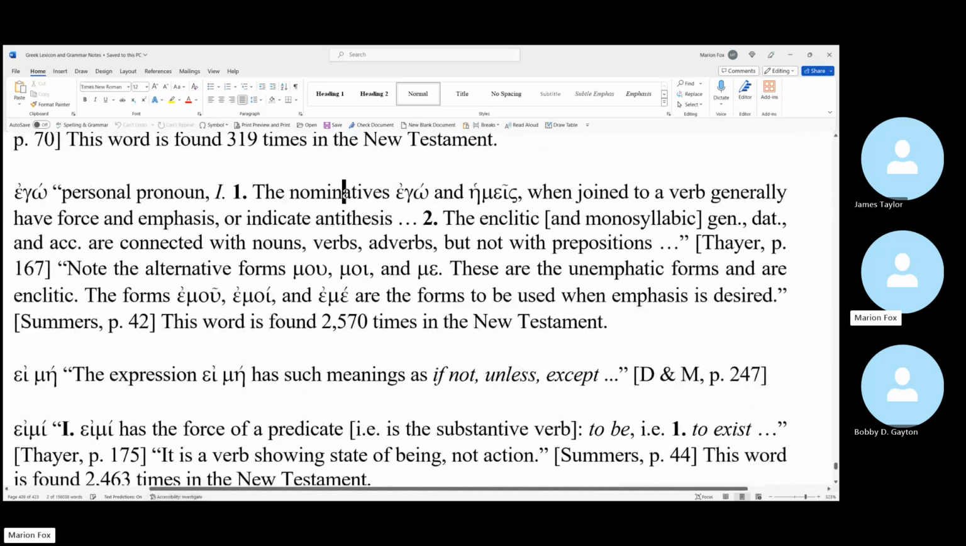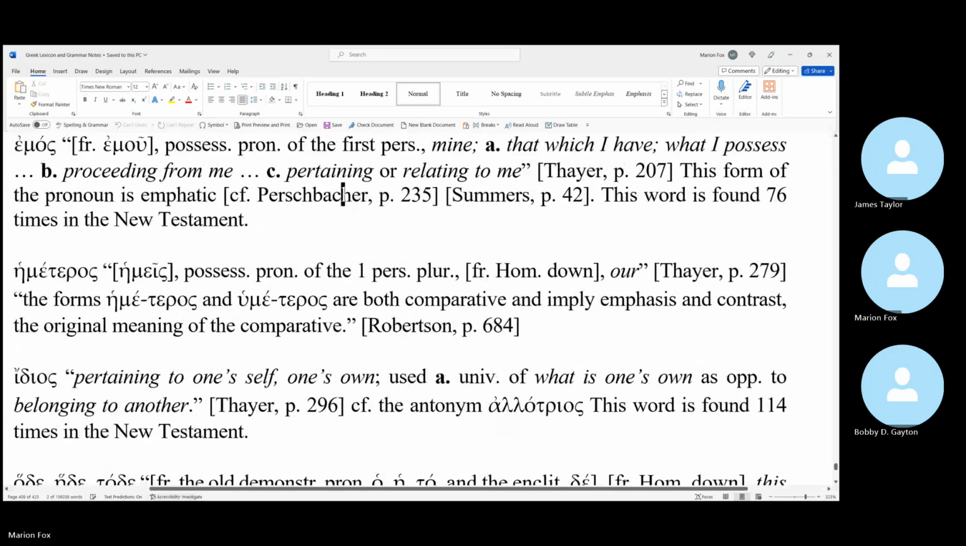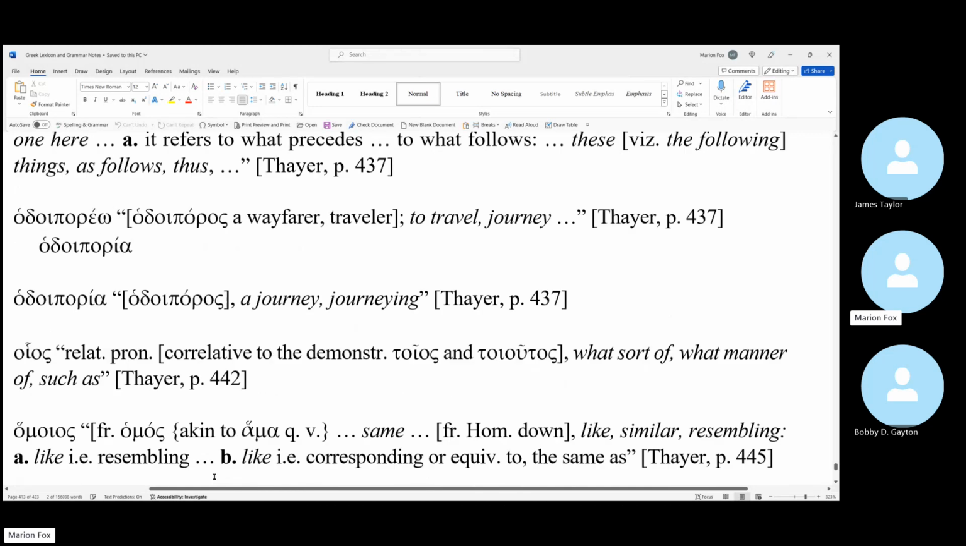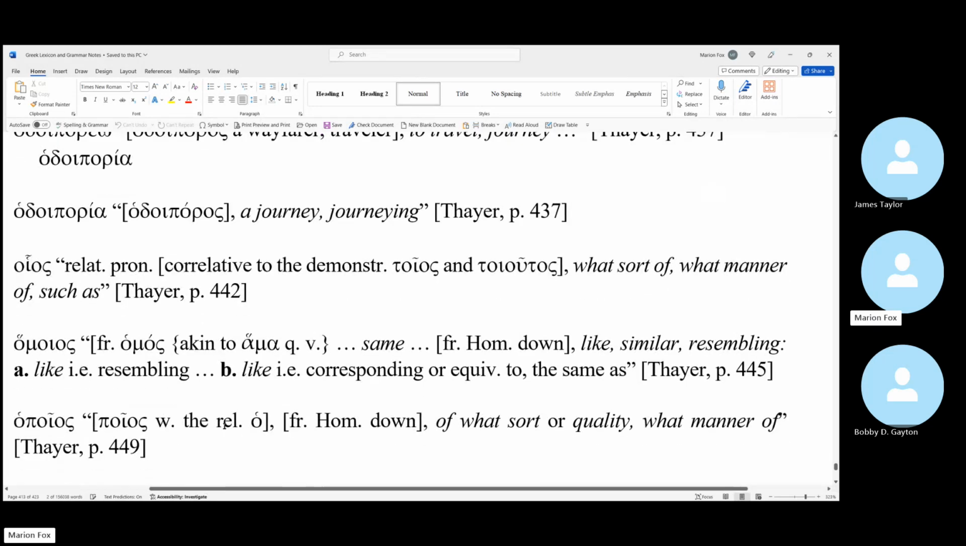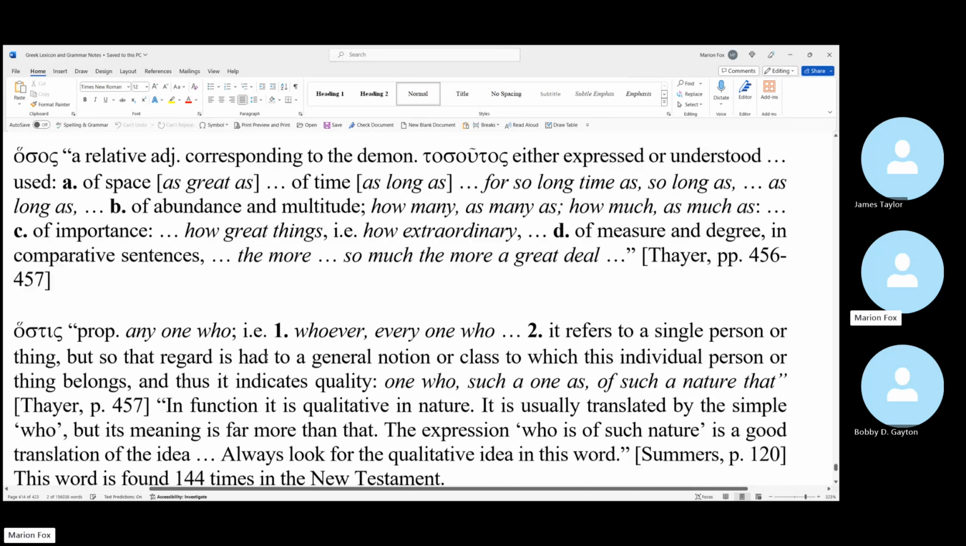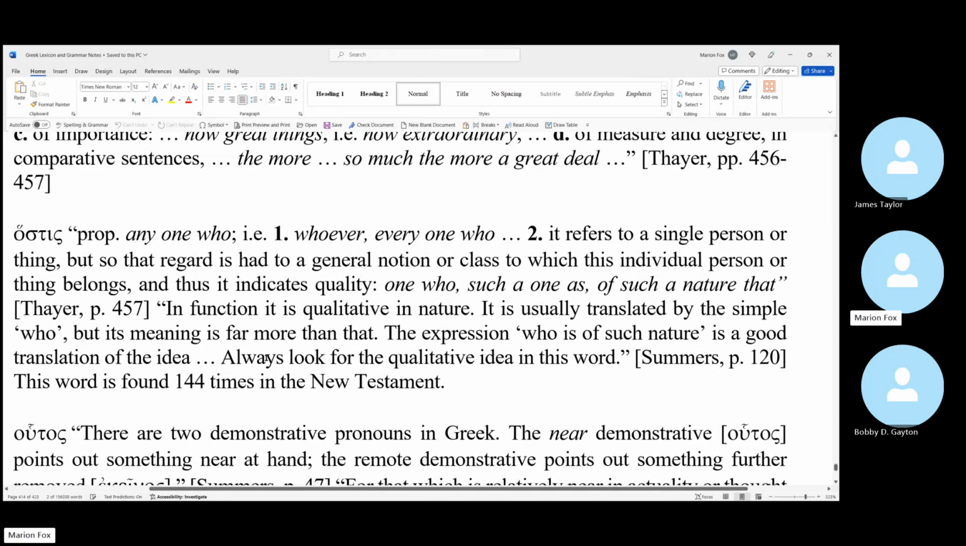Let's go down and see if we can find these pronouns. There's one of them. This is on page 442. And here's the other one. This is on page 414 of it. And here's hostis that we talked about earlier. Okay. And it's important, it's qualitative in nature. Okay. Does that help? Any questions?